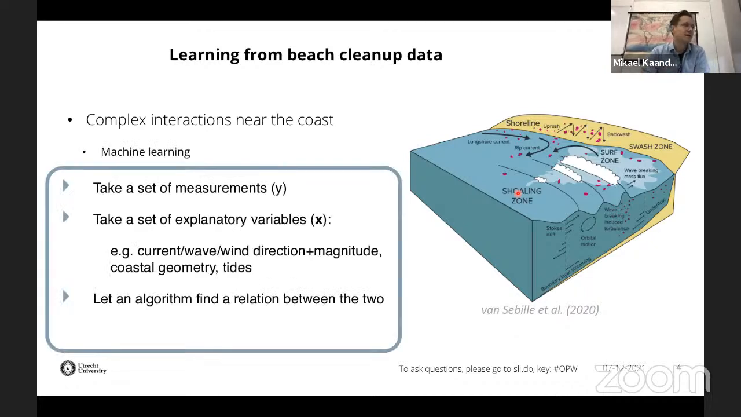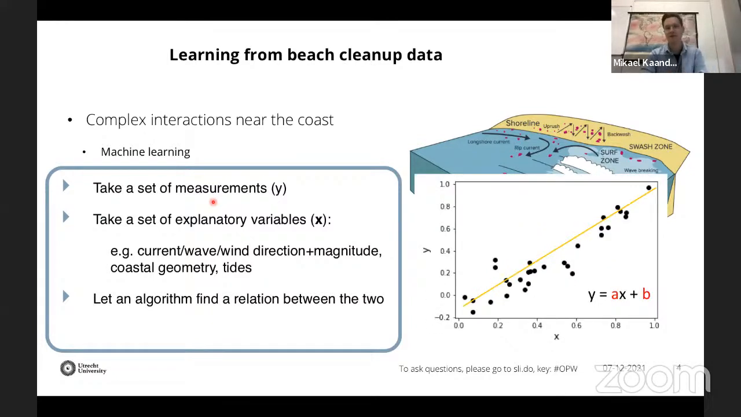So what we did instead is use a machine learning approach. So from these beach cleanup tours, we basically get these measurements of the plastic concentrations. And then we want to relate these plastic concentrations to certain explanatory variables. For example, the currents, the waves, the wind direction and magnitude, the coastal geometry and the tides. So basically, we want to know what kind of weather conditions, what kind of currents and waves lead to more plastic pollution on the beaches. Then we let an algorithm try to find a relation between these variables and the measurements. So basically, we want a map between X and Y.